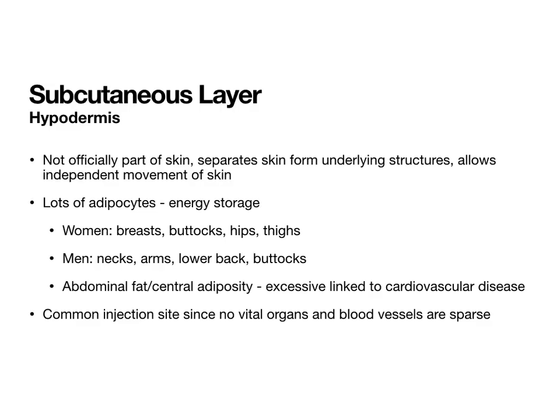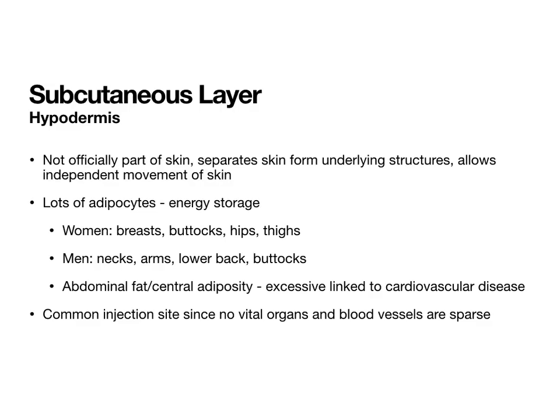Then below that dermis layer, we have the subcutaneous layer, which is our hypodermis. It's not officially part of our skin. It separates our skin from our underlying structures and allows independent movement of our skin. It has lots of adipose tissue, which is really important for energy storage. In women, we find this adipose tissue in our breasts, buttocks, hips, and thighs. And men mainly find this adipose tissue in their necks, arms, lower back, and buttocks area.